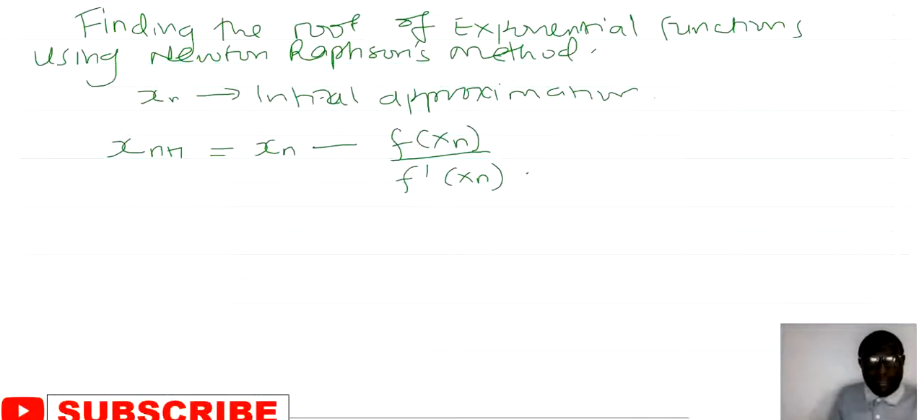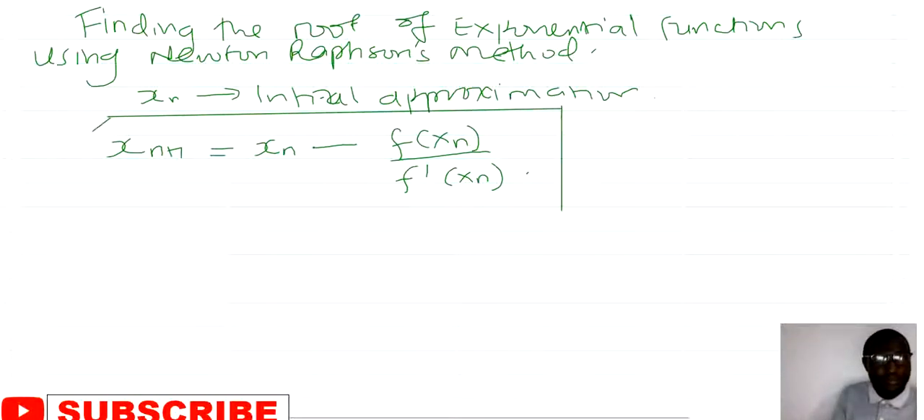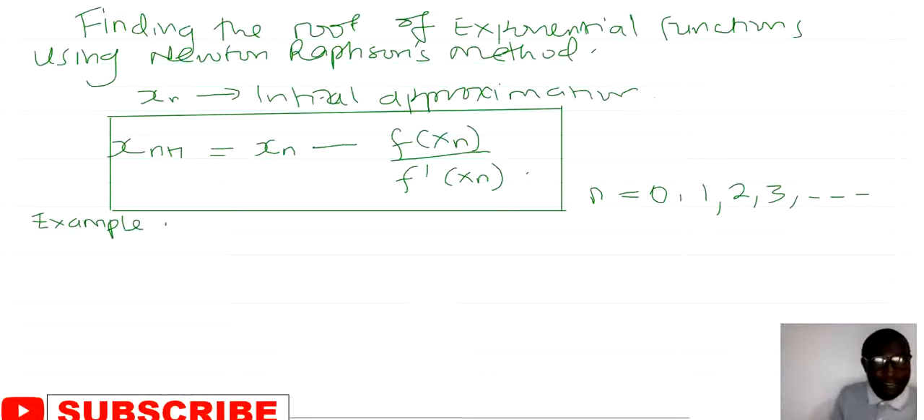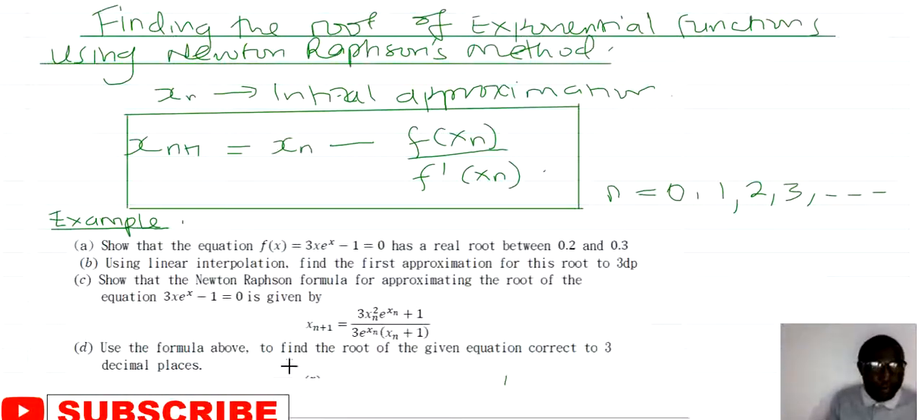Now this here is the Newton-Raphson formula, and it's the one which we are going to base on in today's video, where small n is equal to 0, 1, 2, 3, and they continue. Let's have an example of the exponential function whose root is supposed to be found. Example. Alright, our example is here.